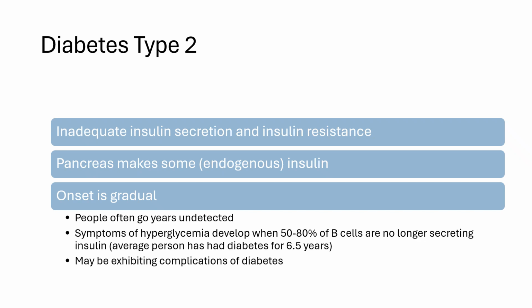Symptoms of hyperglycemia develop when 50 to 80% of the B cells are no longer secreting insulin. So by the time that they get a diagnosis, the average person has had diabetes for 6.5 years. They may actually start seeing complications of diabetes, but not really attributing it to that. But they do start exhibiting some of the complications that we'll discuss a little bit further.